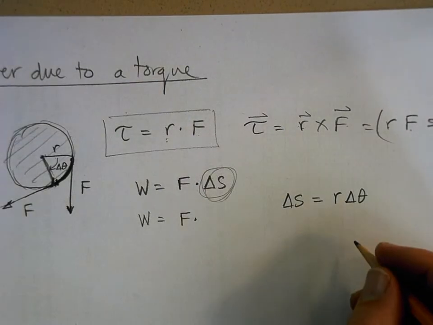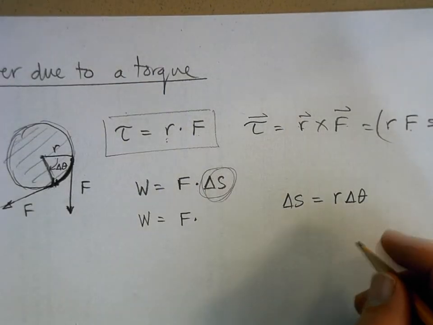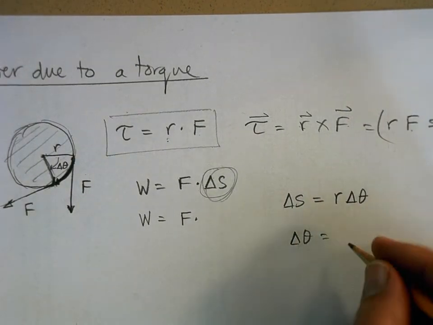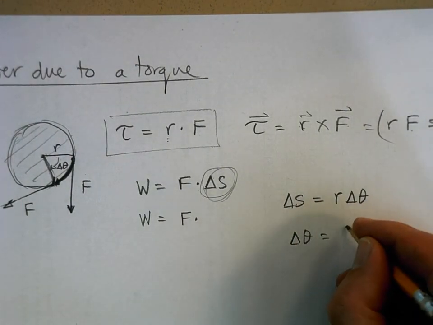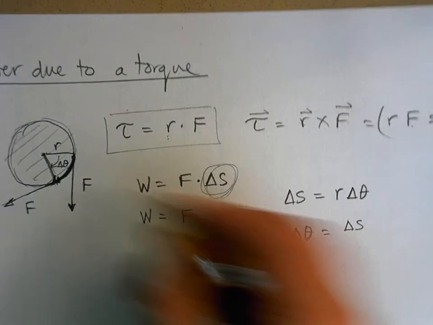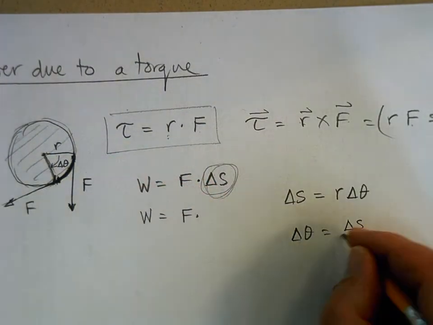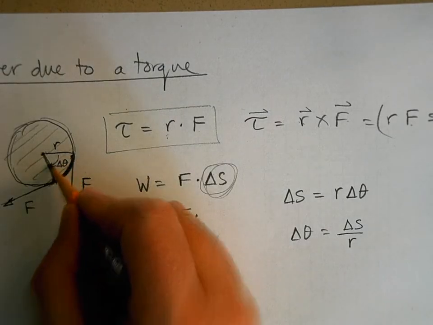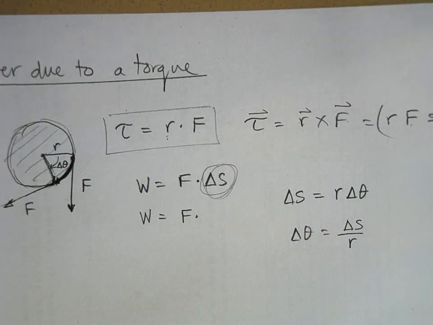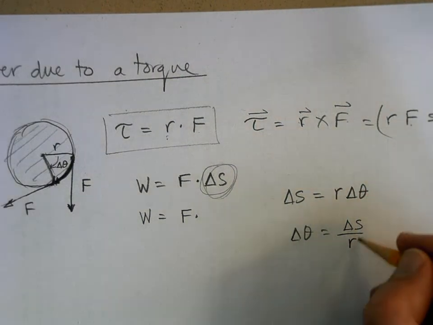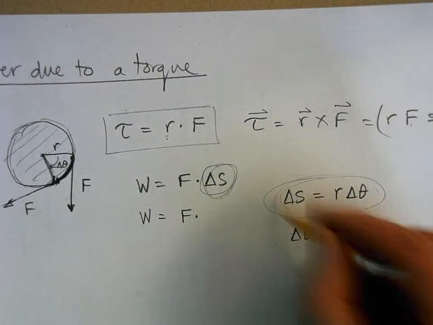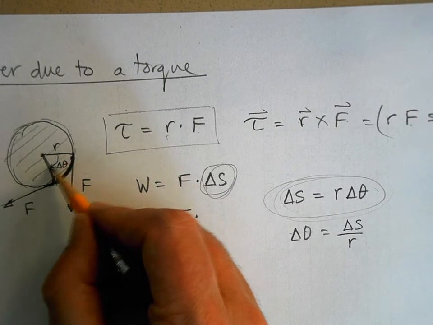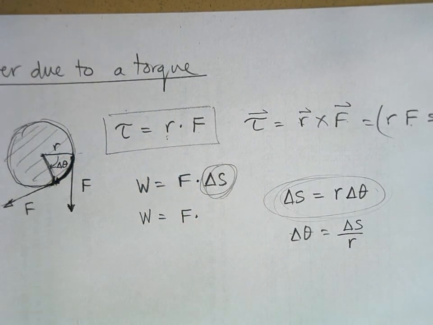Remember, we defined the radian. We defined delta theta, an angle, as being the section of the circle, delta s, divided by the radius. And we said, okay, that's an angle. What I'm going to do is solve this for delta s. Delta s, this distance, is equal to this angle in radians times the radius.